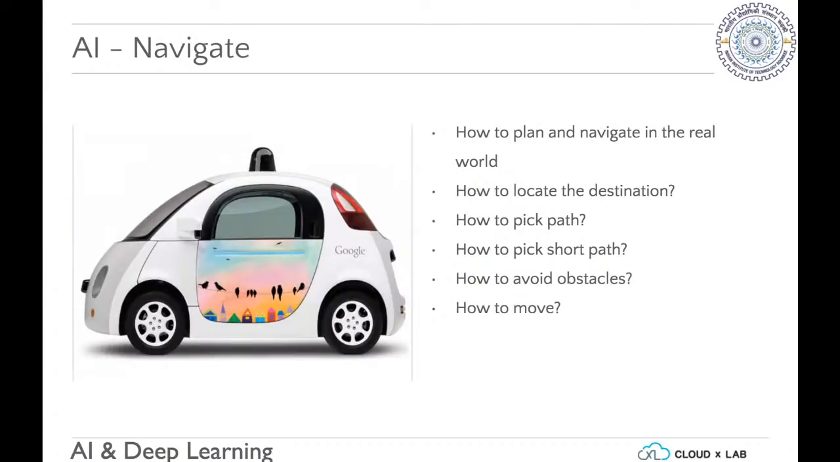AI can navigate. Okay, so the third sub-objective of AI was whether something can navigate by itself. Can it locate the destination? Can it pick the correct path, shortest path? Can it avoid the obstacles? Can it move? That's the next objective.